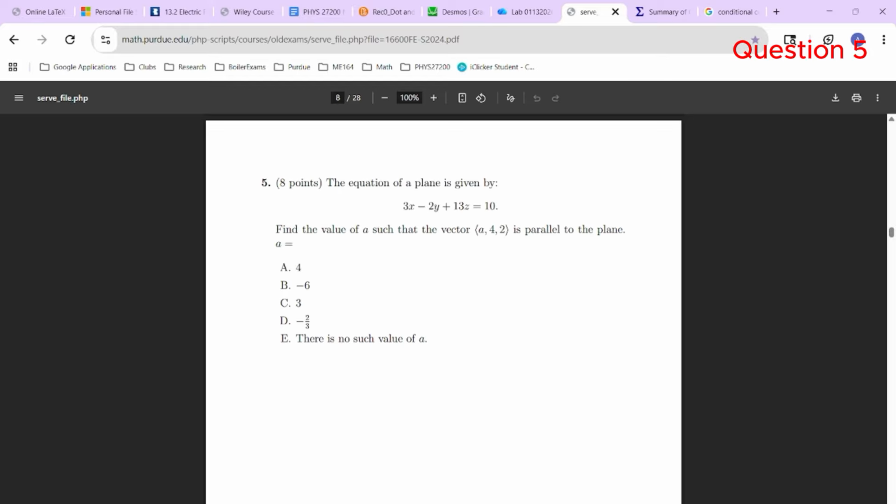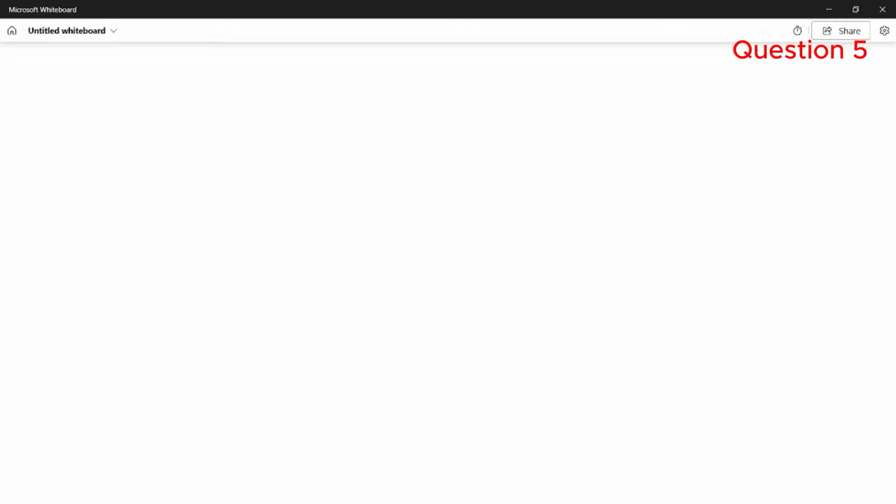Welcome back. Today we are going to go over this question 5. The equation of a plane is given by 3x minus 2y plus 13z is equal to 10. Find the value of a such that the vector represented by a, 4, 2 is parallel to the plane. In this case, a should equal, and then we are left to solve the problem.